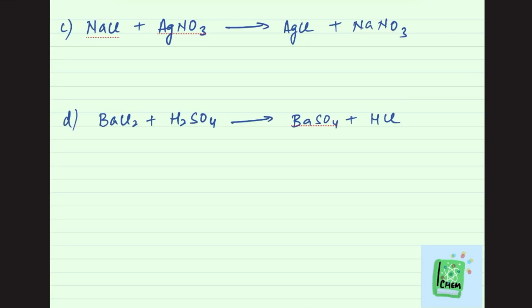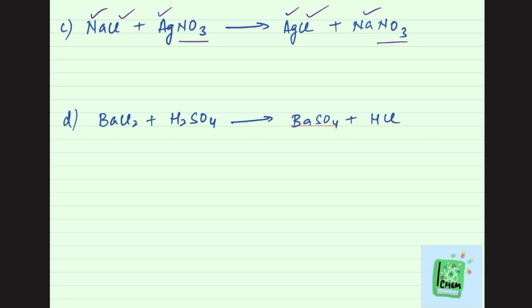Next reaction, sodium chloride plus AgNO3 forming AgCl plus NaNO3. Now here the number of atoms of sodium on both sides is 1. Number of chloride ions is also 1, or number of atoms of chlorine is also 1. Number of silver atoms 1 and nitrate ions present is 1, or number of nitrogen atoms is 1. Number of oxygen atoms is 3 on both the sides. So this equation is balanced.